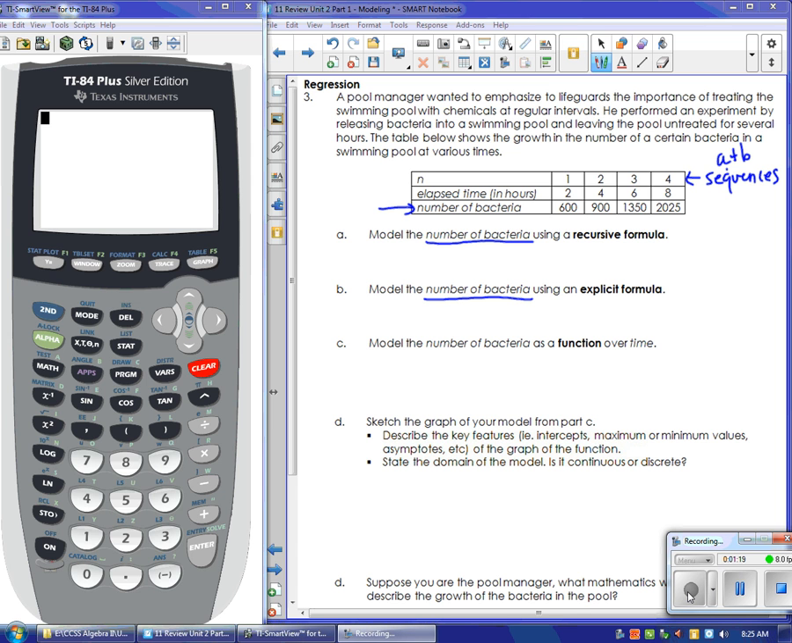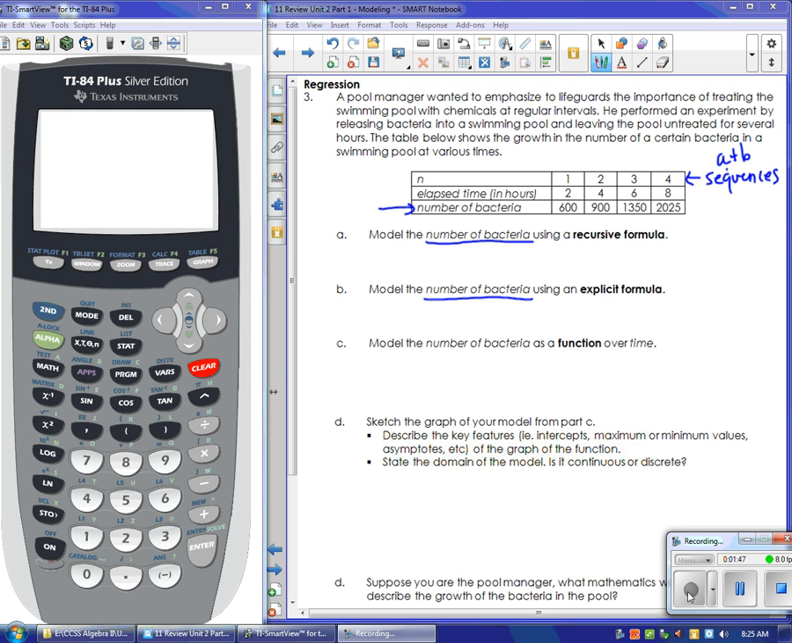So if we're going to model with a recursive formula, first of all, we have to determine whether or not we're dealing with an arithmetic or a geometric sequence. Well, if I look at these numbers, to go from 600 to 900, that's a difference of 300. To go from 900 to 1350, that's a difference of over 400. So I can tell right away that this can't be arithmetic. So I'm guessing that it's probably going to be geometric.